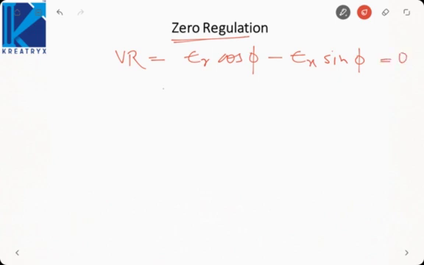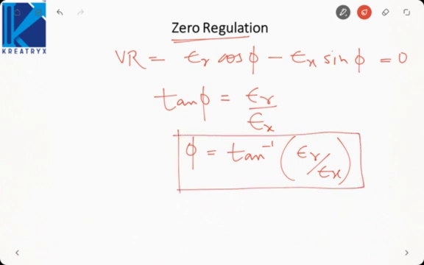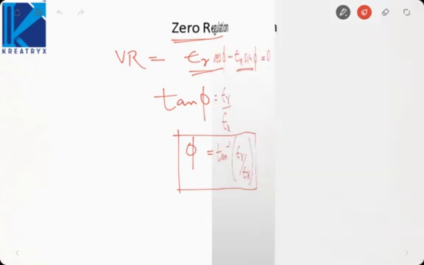If this is 0, then tan phi would be epsilon R by epsilon X. Phi would be tan inverse epsilon R by epsilon X. Okay. So, at this leading power factor, we will have 0 voltage regulation. And above this angle, the term epsilon X sin phi will dominate epsilon R cos phi and the voltage regulation will be negative. Negative voltage regulation means no load voltage will be less than the full load voltage. That can only happen for a leading power factor load.